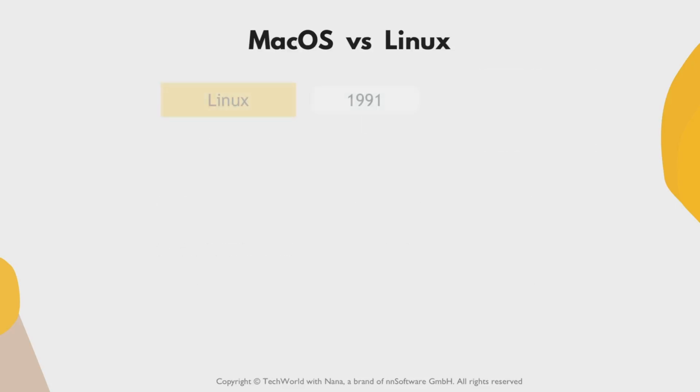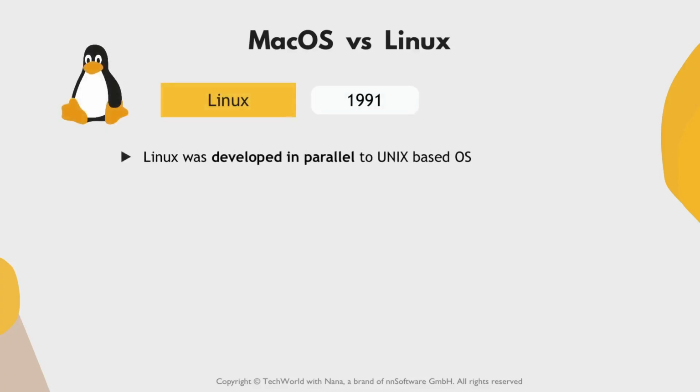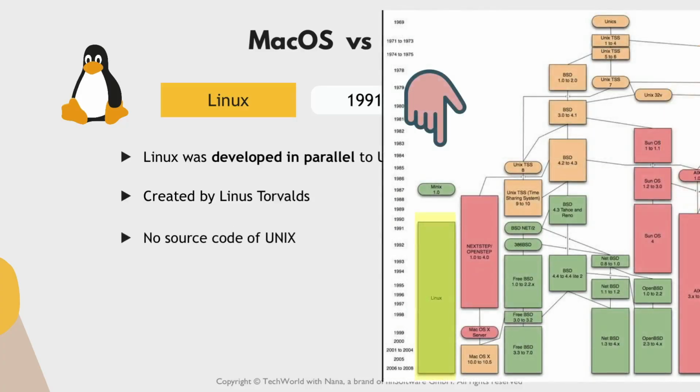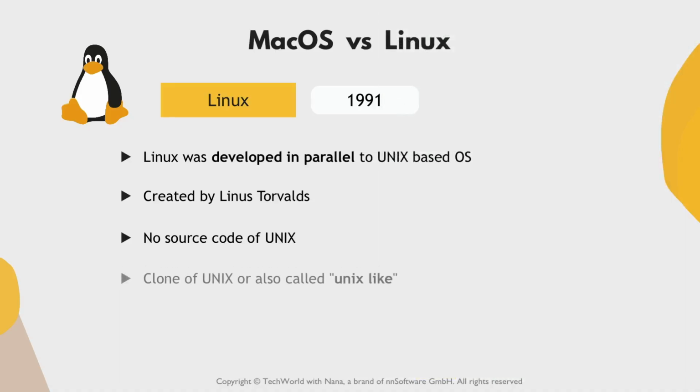In parallel to Unix-based operating systems being developed, Linux was created by Linus Torvalds. As I said, completely independently developed, so it doesn't have any source code of Unix. However, Linux was based on the same philosophy and concepts as Unix, which means Linux is not a version of Unix, but it's rather a clone of Unix, or also, as often referred to, it's Unix-like.